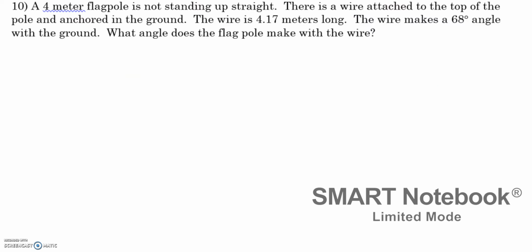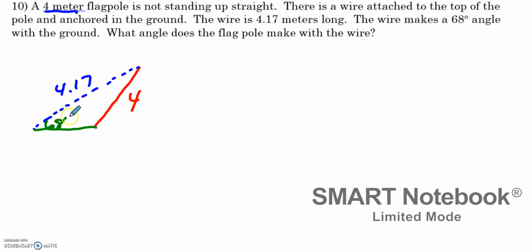Number 10, a 4-meter flagpole is not standing up straight. There is a wire attached to the top of the pole and anchored to the ground. The wire is 4.17 meters long, and originally the flagpole was 4 meters. The wire, this blue, makes an angle of 68 degrees with the ground. So kind of like the angle of elevation, 68 degrees, because this wire and the ground hit right here.